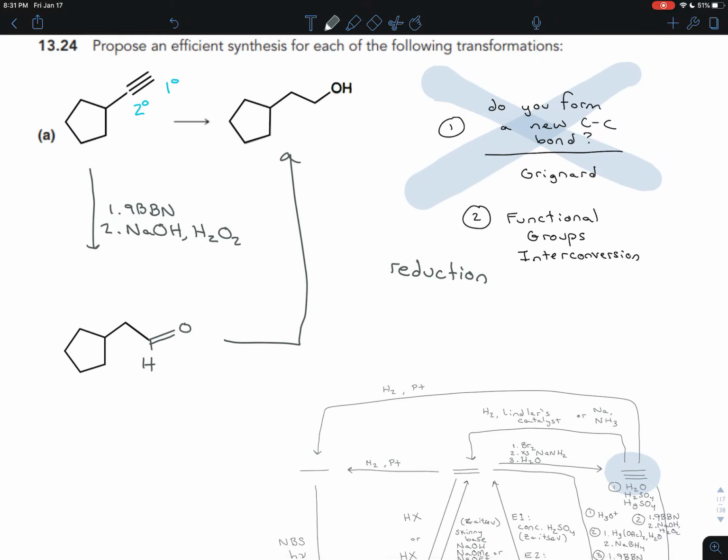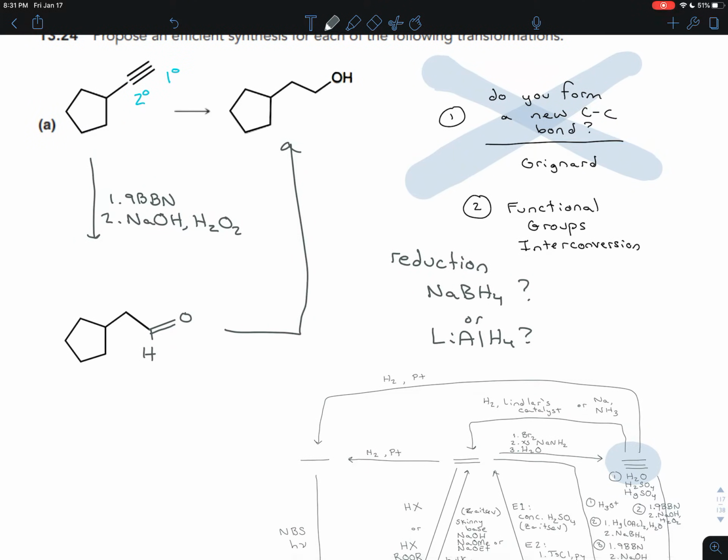Now, you would want to then ask yourself, do we need to use a weak reducing agent like sodium borohydride, or should we use a strong reducing agent like lithium aluminum hydride? And in this particular case, either would work. Remember that sodium borohydride reduces aldehydes or ketones, but not carboxylic acids and esters. And lithium aluminum hydride reduces everything. So if you needed to, you could always use lithium aluminum hydride.